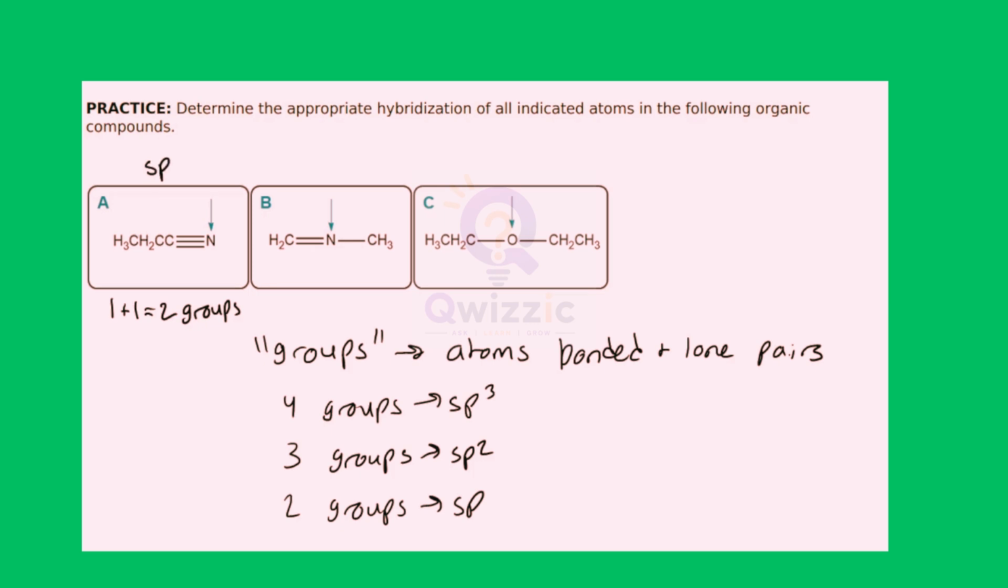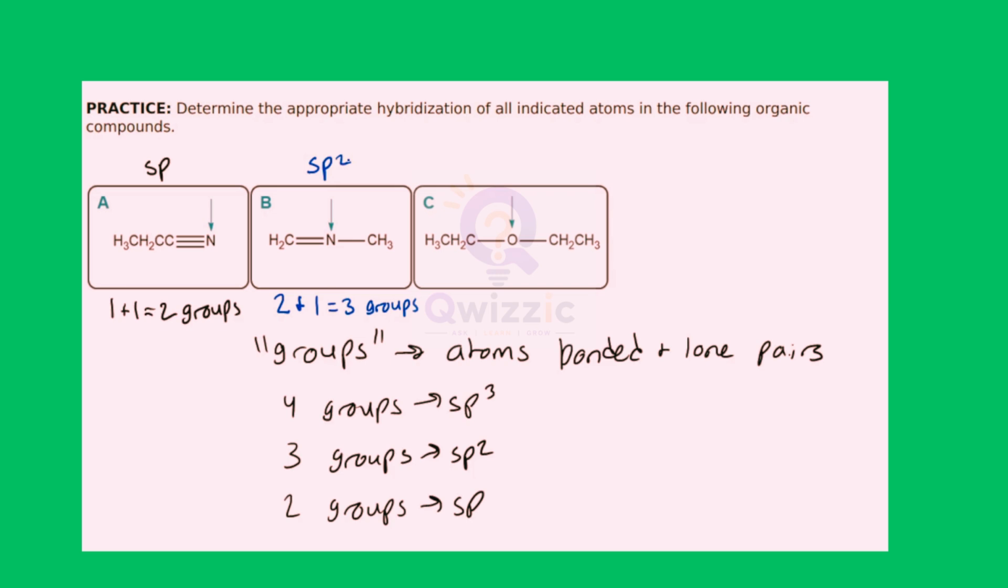And now we can move on to molecule B. Because molecule B, it's double bonded to a carbon on the left side, and it's single bonded to another carbon on the right side. So that means that we have 2 atoms bonded, plus the one lone pair that nitrogen is going to have when it's neutral, which it is in this case. Right, so we have 2 atoms bonded plus one lone pair, which means that we have a total of 3 groups. And 3 groups, according to our list on the bottom here, indicates sp2 hybridization for molecule B, or rather the nitrogen of molecule B.